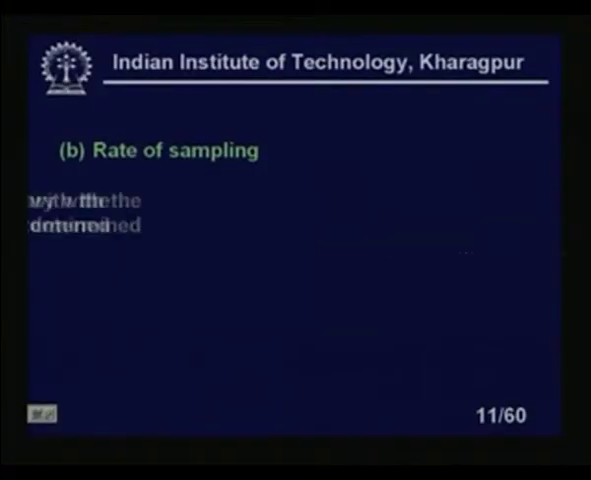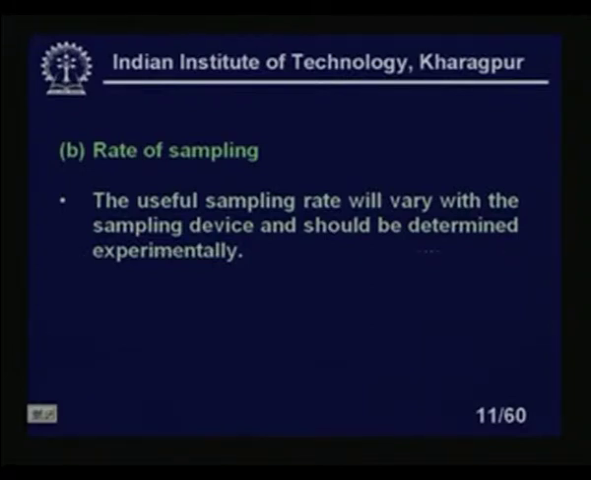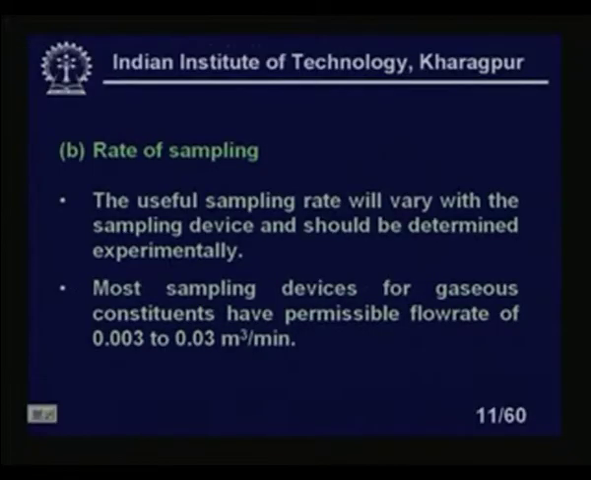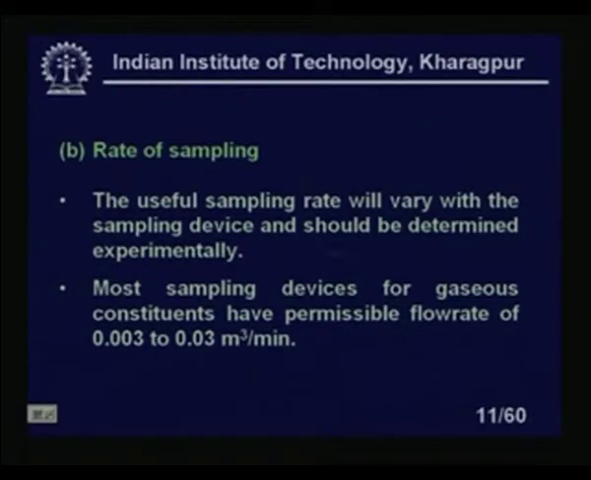Rate of sampling. The useful sampling rate will vary with the sampling devices and should be determined experimentally, okay, so you have to determine it experimentally. Most sampling devices for gaseous constituents have a permissible flow rate, as I told you. We have to collect it with some suction pump also, that type of thing. So, velocity will be 0.003 to 0.03 meter cube per minute.